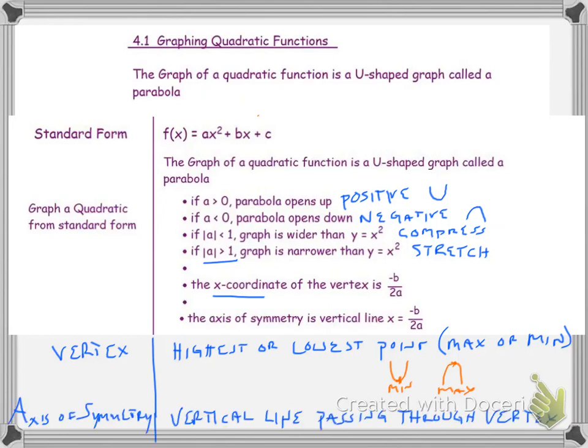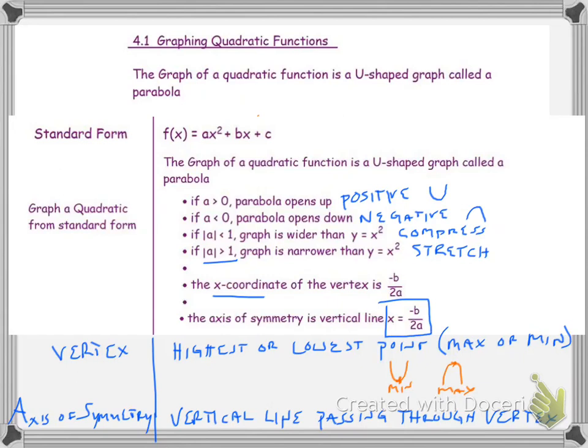And the axis of symmetry is a vertical line passing through the vertex. So to find the vertex, you're going to use the negative b divided by 2 times a. And that also gives you the axis of symmetry. But the axis of symmetry is a line, so you need to give me the equation of that vertical line. It's going to be x equals whatever that x value of the vertex is.